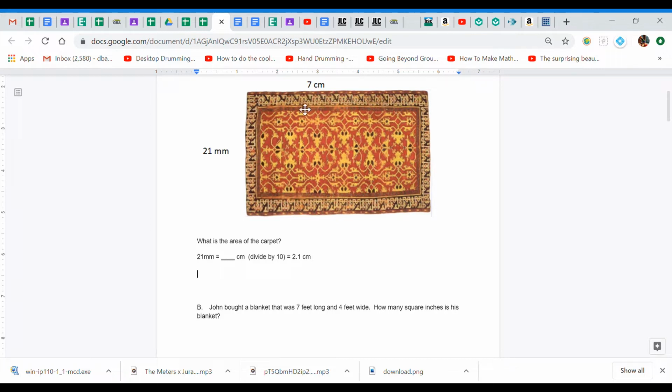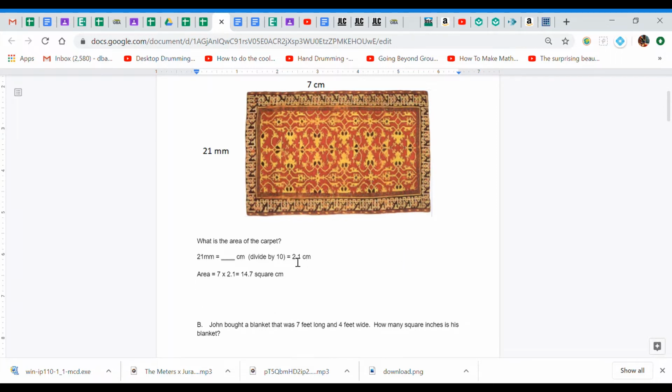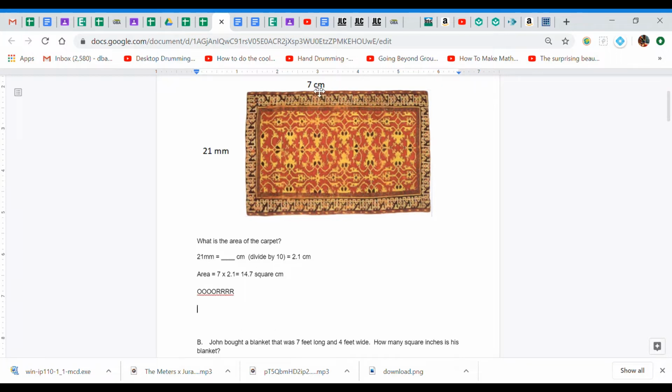So then what I would need to do is just multiply length 7 times width. Area equals 7 times 2 1/10. And if I solve that out, it's going to be 14 7/10. And the unit is going to be square centimeters. So that's one possible correct way to do it. Let's try the other possible correct answer. Or you could do the centimeters and turn them into millimeters first.